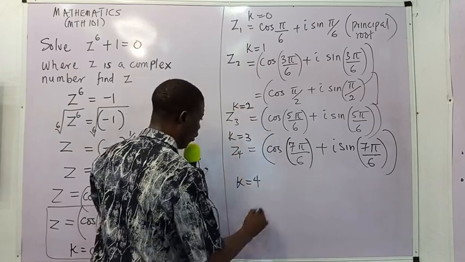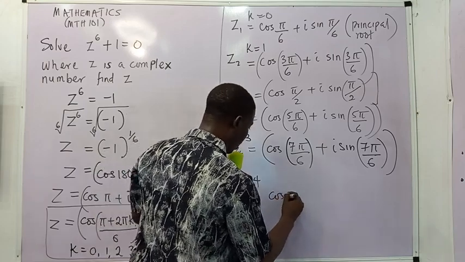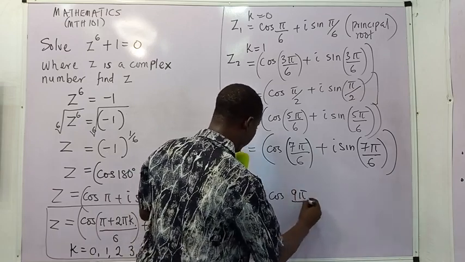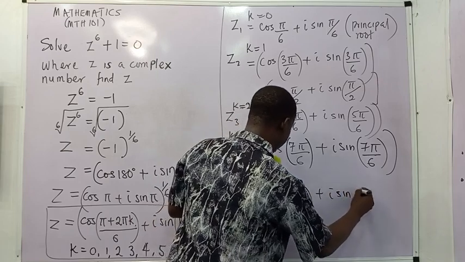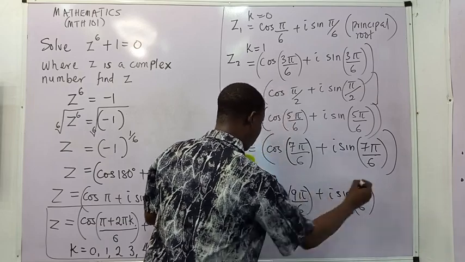Then k equal to 4, Z5. I want to have cos, put k equal to 4, I want to have 9 pi over 6 plus I sine 9 pi over 6. So this is what we are going to have.